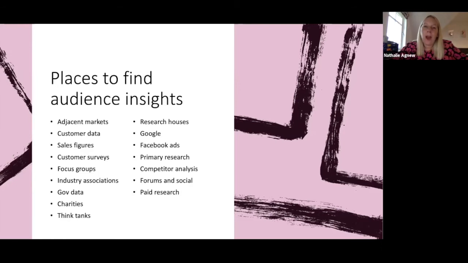If you have a look on Twitter or Facebook, you could do a search for the types of things that you're trying to talk about and just try and get an understanding of what people are saying about that subject. And then finally, you could commission some paid research as well, maybe through YouGov, to try and just understand people's approach to the topic that you're trying to communicate. That's really a top level view, and I think each industry sector is going to have some really specific places that you can get audience insights from, but hopefully that gives you a starting list to think about.